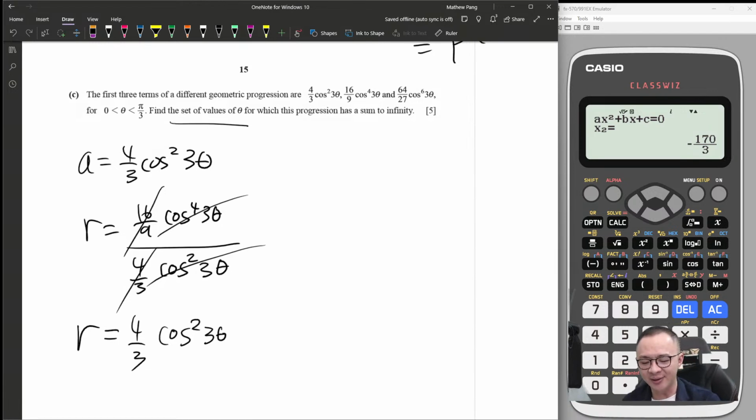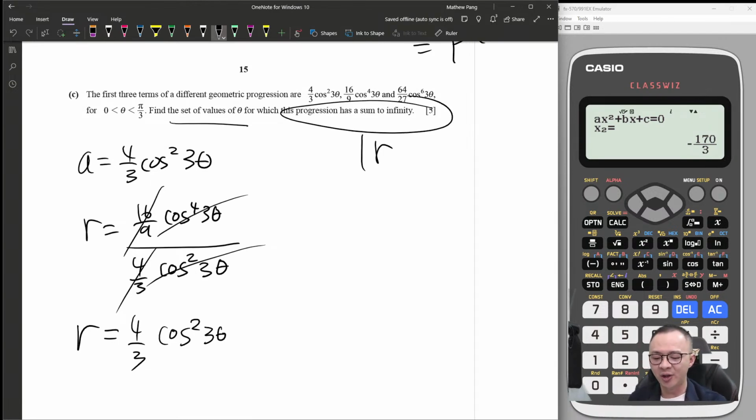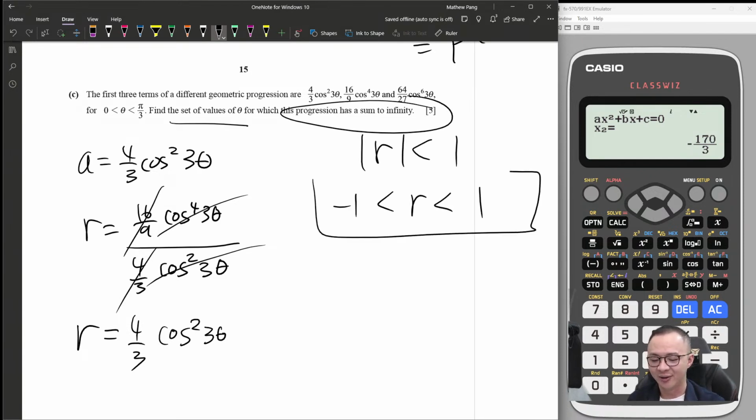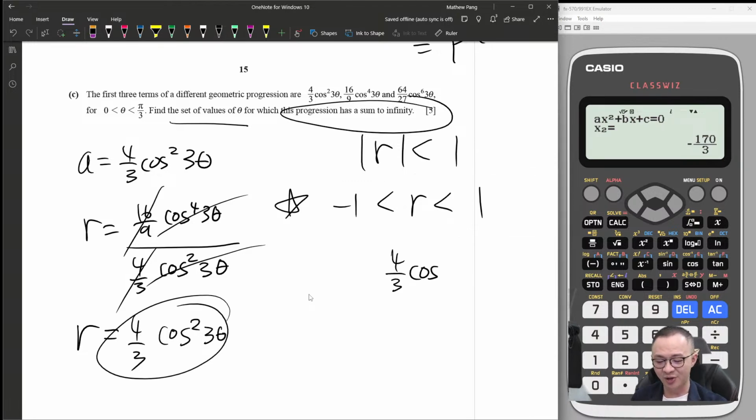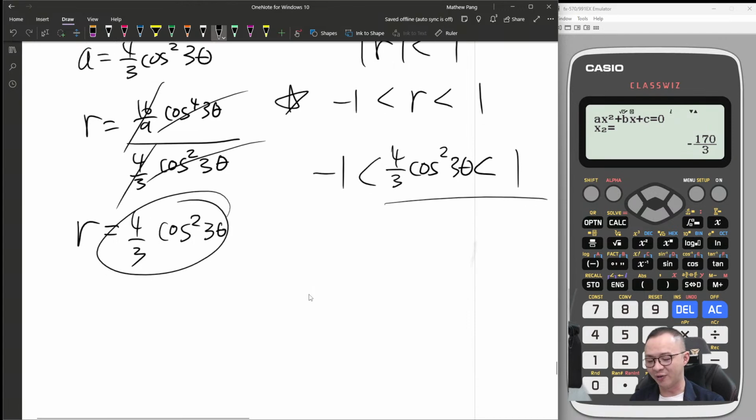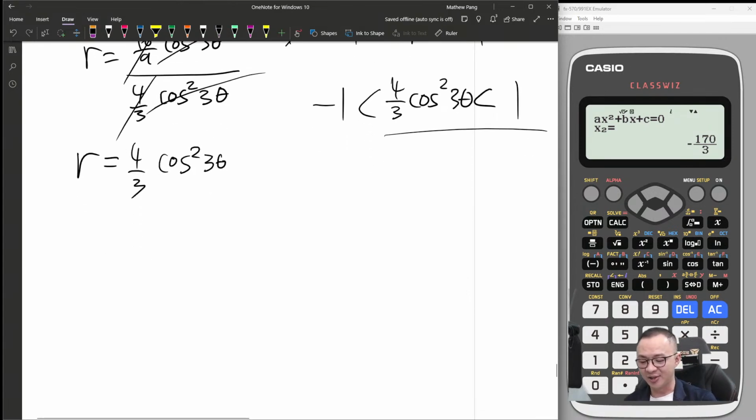So in order to make the progression have sum to infinity, we know the modulus of r must be less than 1, which is r must be between -1 and 1, isn't it? This is the super important condition in order to have sum to infinity. So I have my r now. So 4/3 cos² 3θ must be between -1 and 1. So we need to solve this. Okay, so I want to solve it equal to 1 and equal to -1. So let's solve it.